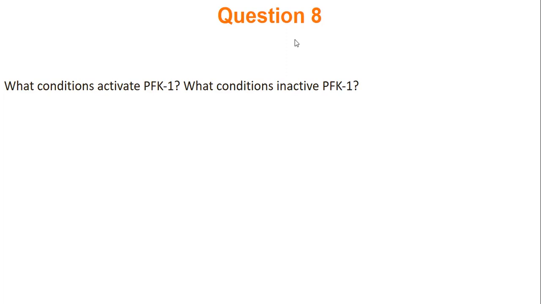So hopefully by this time you've drilled it into your head, and when it comes to studying for the test, it'll be right there. PFK is the control point of glycolysis. Glycolysis makes ATP, so you want to activate it in low energy states. What's low energy denoted by in the cell? AMP, ADP. They activate PFK1.